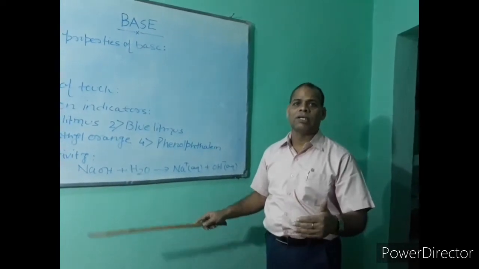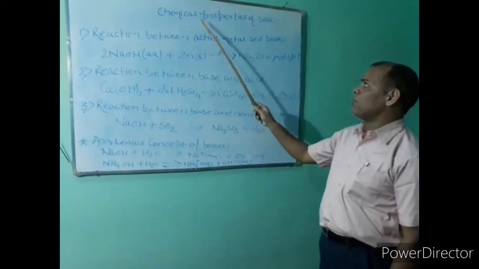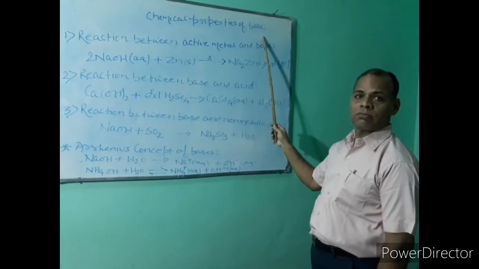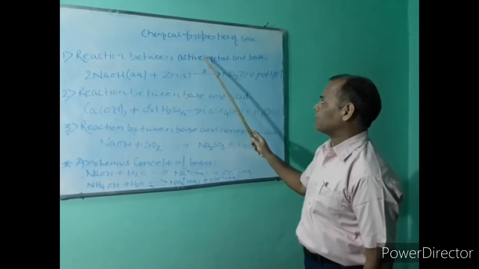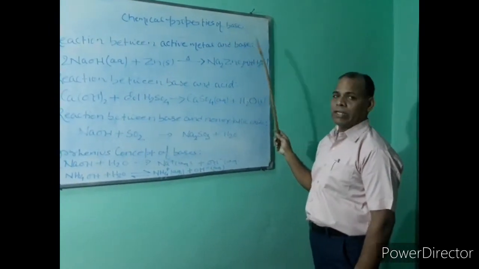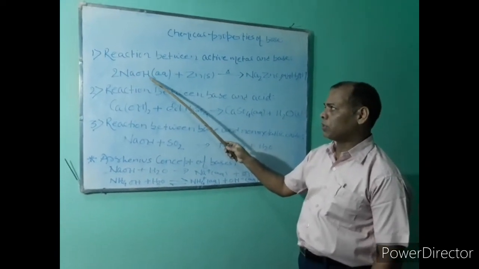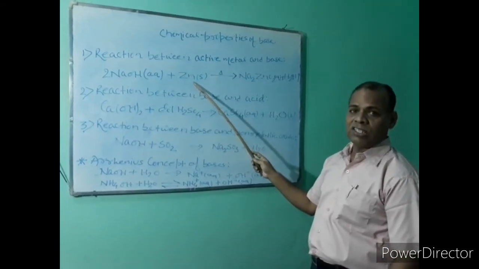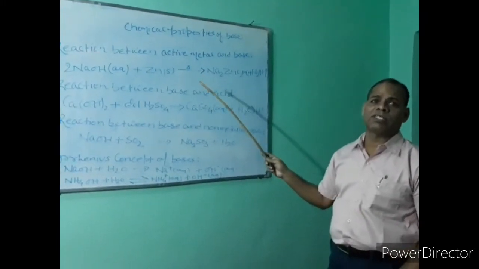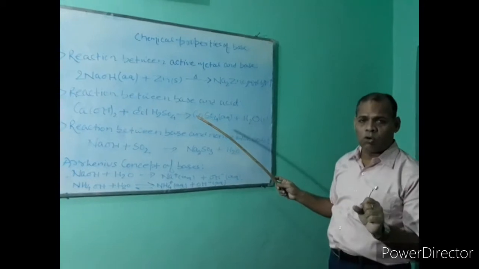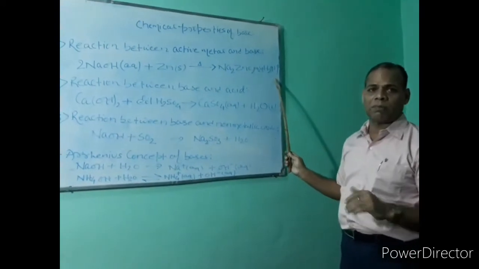Now let us talk about the chemical properties of base. First, reaction between active metal and base. When you add zinc metal to a concentrated aqueous solution of sodium hydroxide, a little heat is required, otherwise the rate of reaction will be very slow. You may not be able to observe whether any evolution of hydrogen gas is taking place or not.